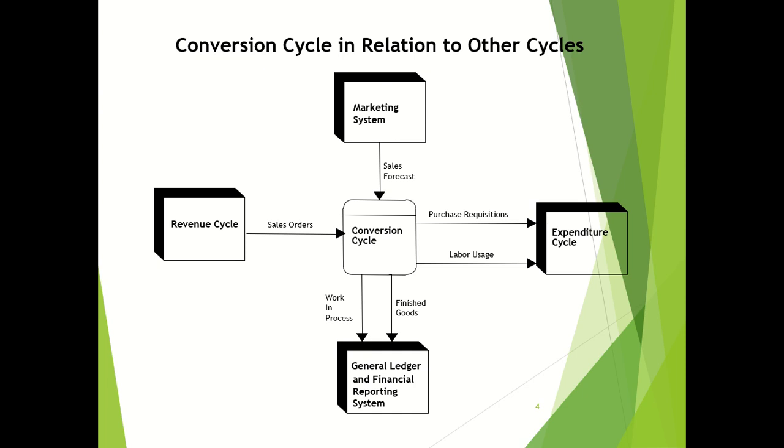That purchases procedure, as we discussed in the previous chapter, is under the expenditure cycle. Then labor used in the production is transmitted to the payroll system, also under the expenditure cycle. Afterwards, the manufacturing costs associated with the intermediate work in progress and finished goods, coming from the conversion process of turning raw materials into finished products, are sent to the general ledger department and financial reporting system. So that's the general overview of this conversion cycle integrated with the various cycles.